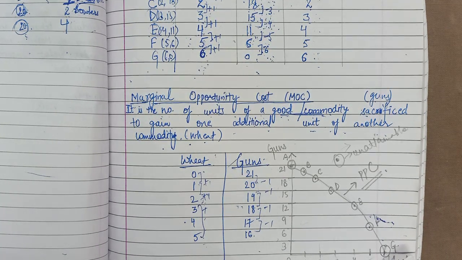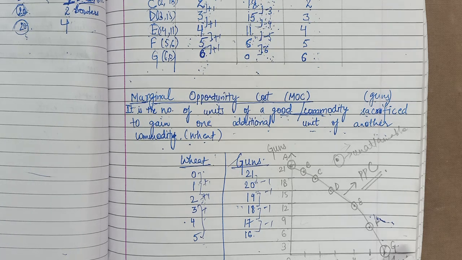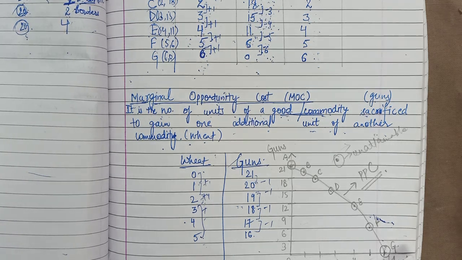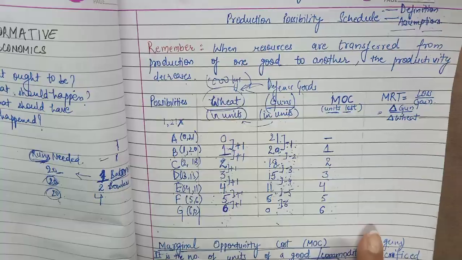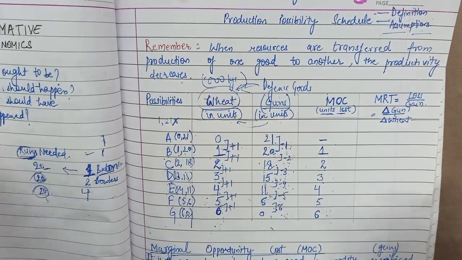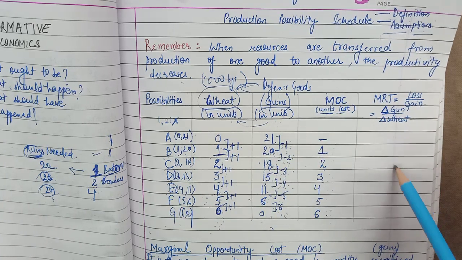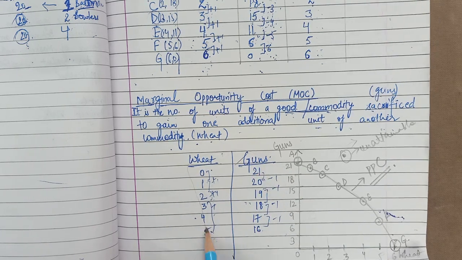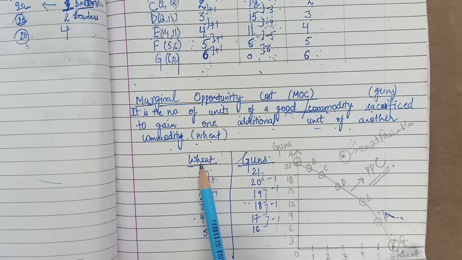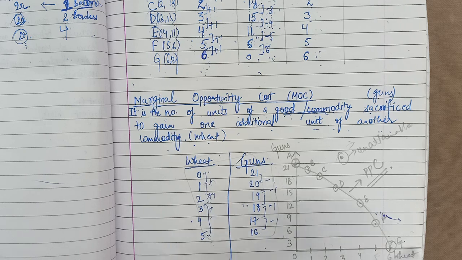In the next class, we'll discuss the features of PPC, and we'll throw more light on the shape of PPC. We'll be discussing more and more examples, and we will also be doing this particular column, MRT: what it means and how we find it. Till then, you cover all these points: definition, assumptions, production possibility schedule. Draw all these columns; we'll fill them in the next class. Write the definition of MOC and plot your PPC. This was not required, it was just for explaining the other side of the concept. Just plot the PPC. We will take the topic further in the next class.